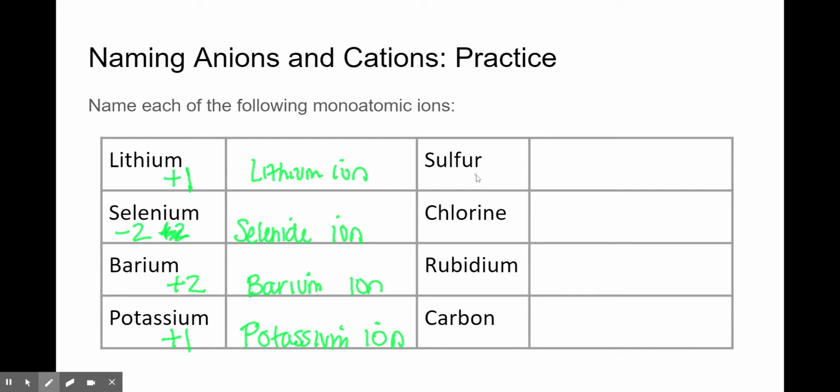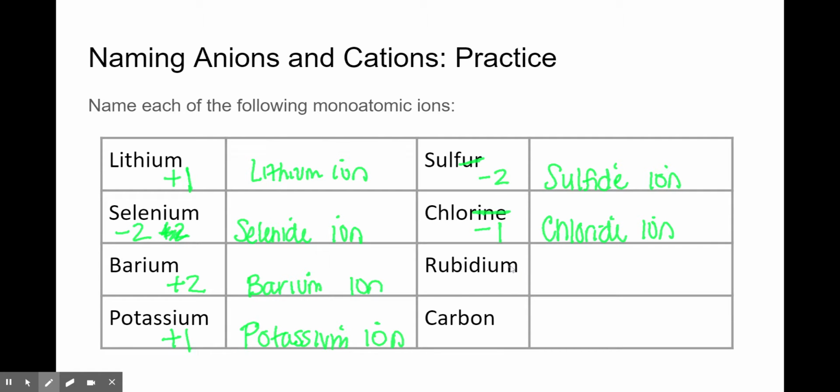Sulfur is in group 6A. So charge is going to be -2. If it's negative, we change the end. Sulfide ion. Chlorine is in group 7A, so we change the end. Group 7A is going to form the charge of -1, change the end, chloride ion.